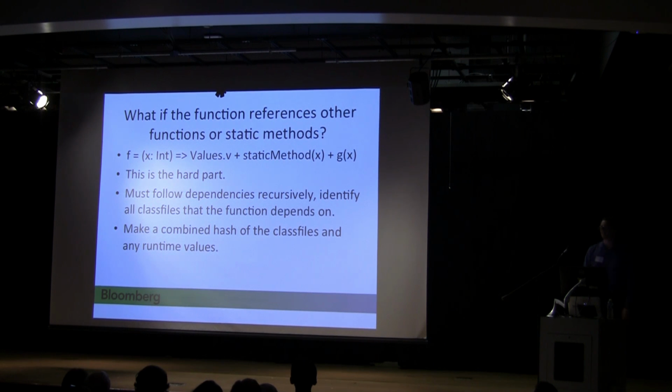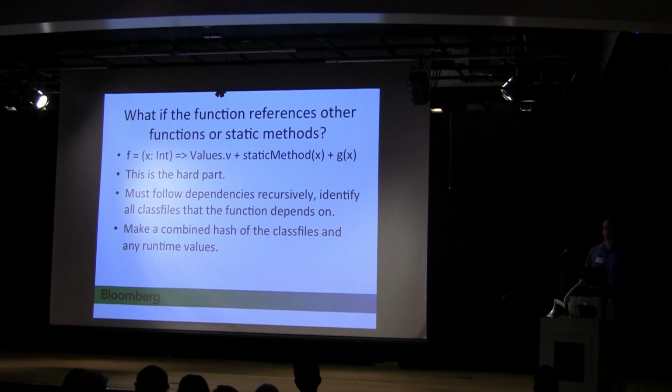So that's the easy part. The one issue is that certain functions have references to other things. Imagine we have a more complicated function that makes references to runtime variables defined on other objects or whatever. We have static method invocations that are defined elsewhere, and we have references to other functions. And what happens if those things change? Does the class file for f change? And the answer is no. It just makes references to those things.